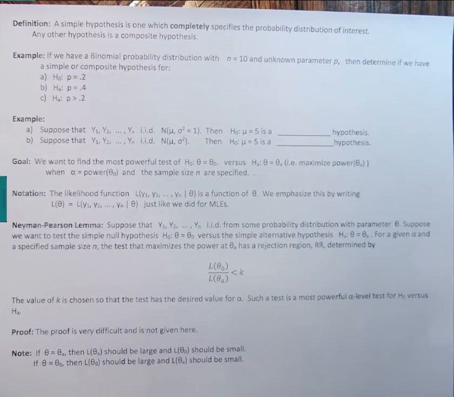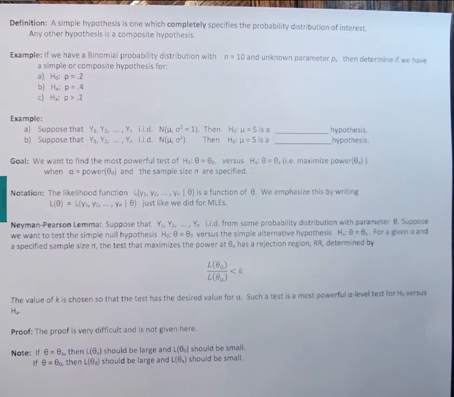All right, so we've got some more definitions before we get to that example. A simple hypothesis is one that completely specifies the probability distribution of interest. Any other hypothesis is what we call a composite hypothesis. For example, if we have a binomial probability distribution with n equal to 10 and an unknown parameter p, then to determine if we have a simple or composite hypothesis, we could look at these three different scenarios.